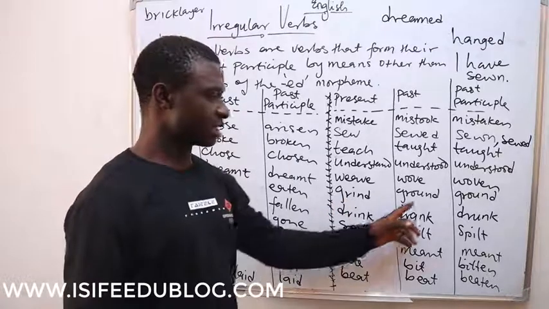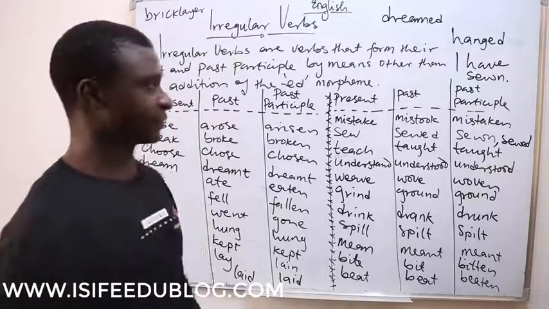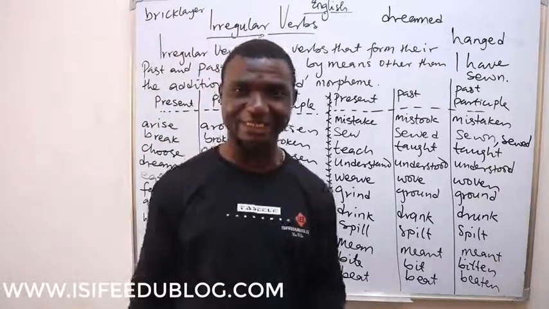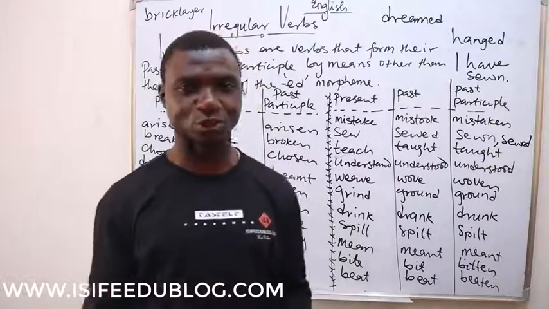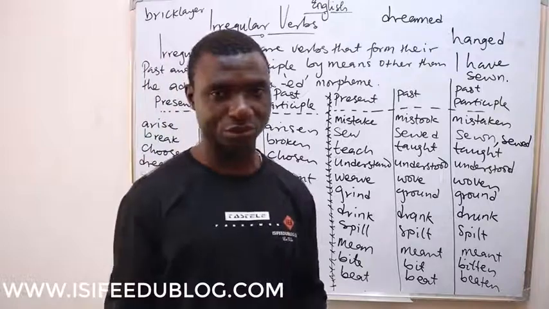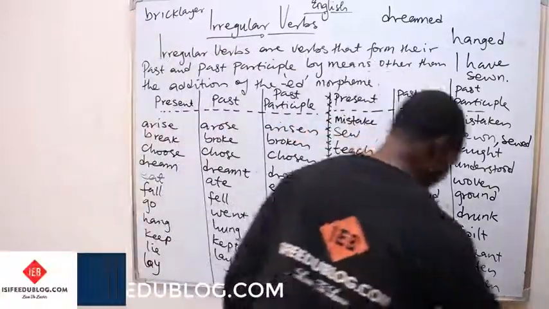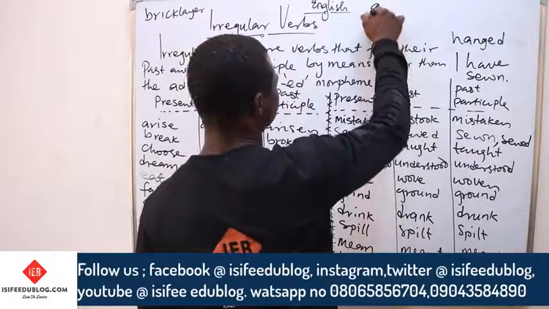Grind. Ground. Ground. Now, get this. A lot of times, Nigerians go to market to demand grinded pepper. Well, to the best of my knowledge, there is no such word as grinded in English. All right? We have ground as a regular verb.